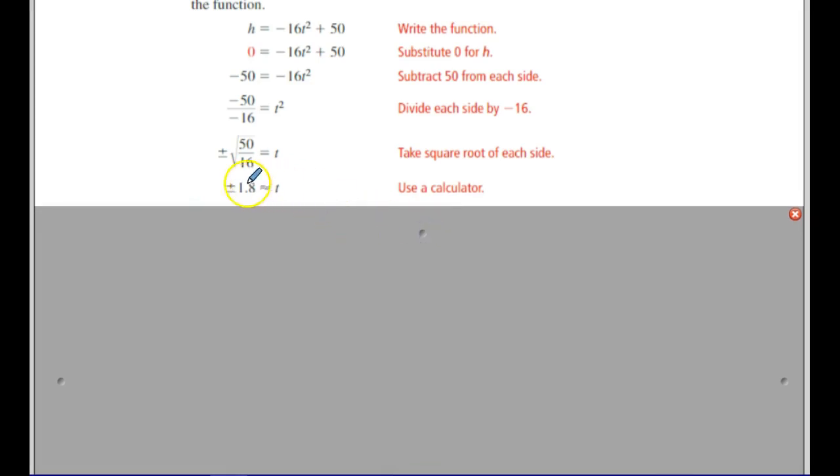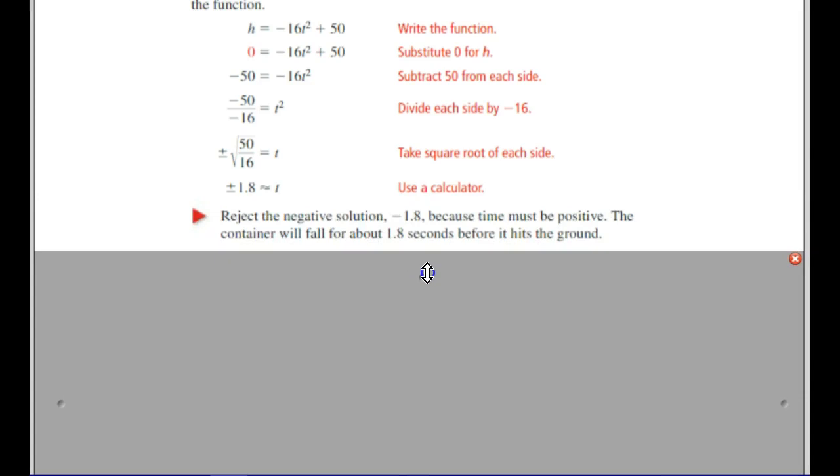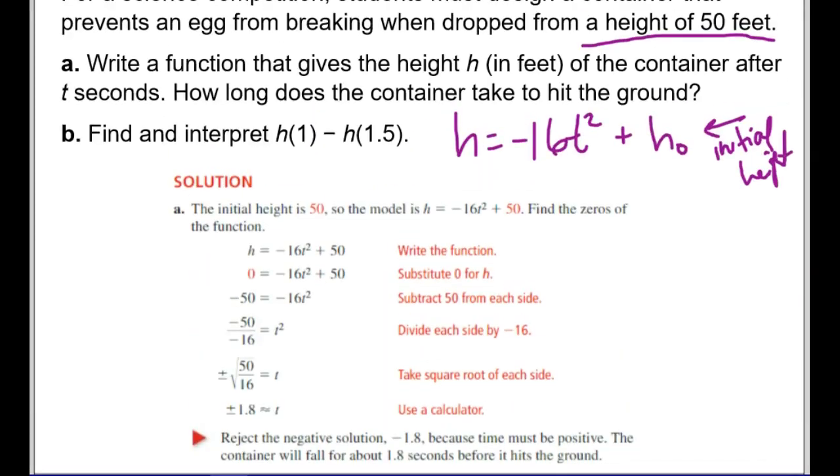So here we want to think, do I need both of these zeros? I don't, because I can't have a negative time. So I want to get rid of the negative and only have one answer here. So it's going to fall for about 1.8 seconds before it hits the ground. That's the answer to part A.